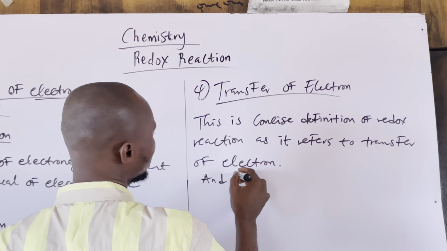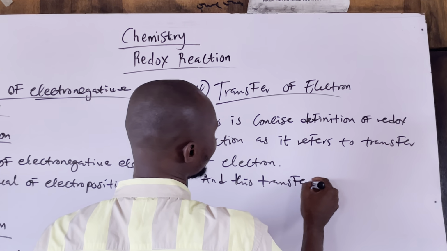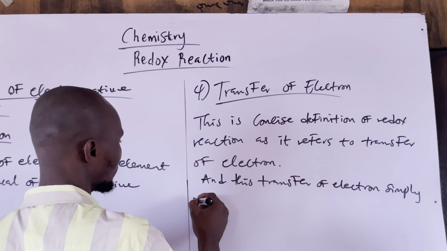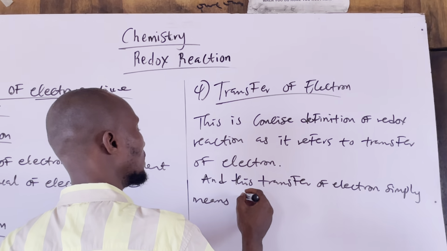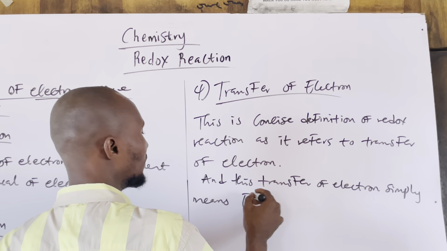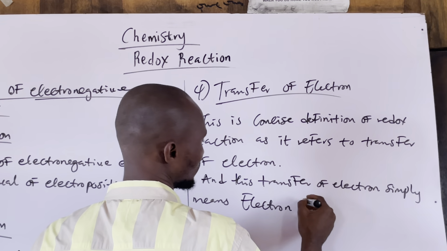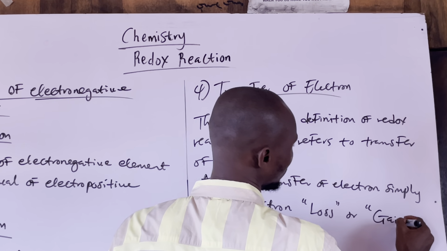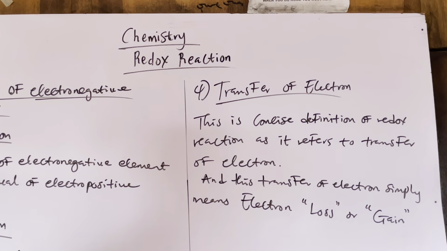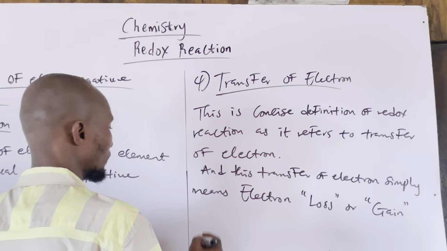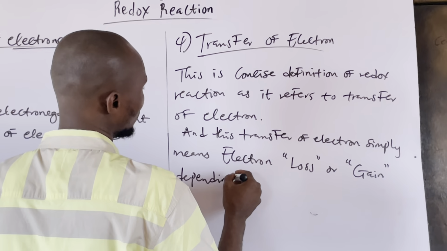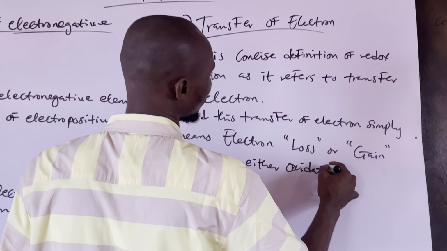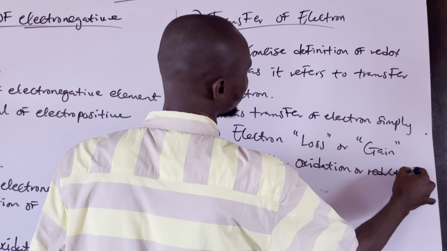And this transfer of electron simply means electron loss or gain, depending on either oxidation or reduction. Did you get that?